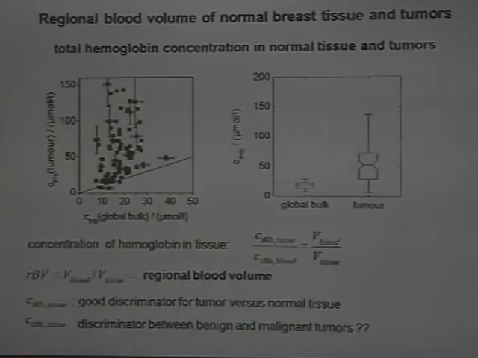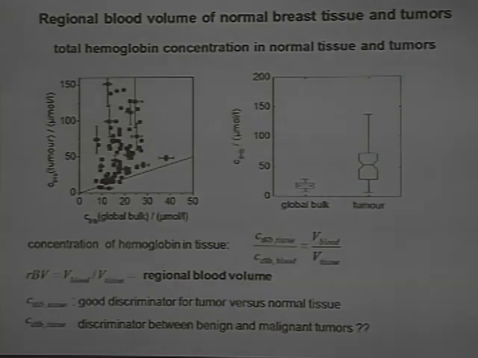Here I show you the total hemoglobin concentration in the tumor versus that in the normal breast tissue on a patient-by-patient basis. So for each patient investigated, the tumor always contained more oxyhemoglobin, and if you take the total hemoglobin concentration and you divide this by the concentration in blood, you just get the blood volume. That is the milliliters of blood per milliliter of tissue in the tumor.